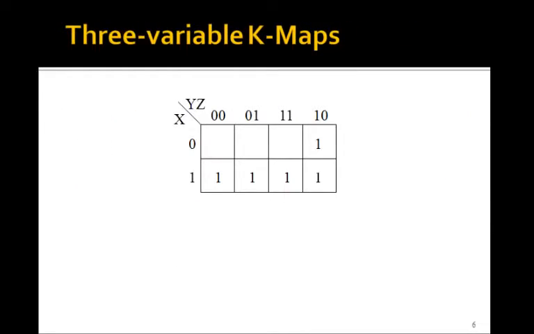Okay, let's try another one. How many circles here? Yeah, there are 2, because I get these 2, but now, remember, I can circle powers of 4, so I can circle all 4 of these. So in this case, what goes away here? Well, the x goes away here, and I'm left with y and not z.